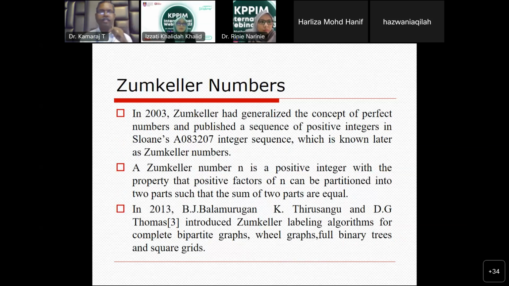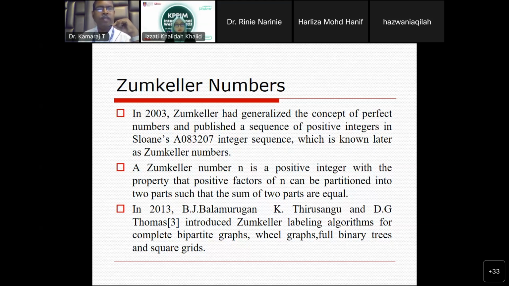Our next concept of special numbers is Zumkeller numbers. Zumkeller, a mathematician, in the year 2003 generalized the concept of perfect numbers and published a sequence of positive integers in Sloane's integer sequence A083207, which later became known as Zumkeller numbers. So what is a Zumkeller number? A positive integer n with the property that the positive factors of n can be partitioned into two parts such that the sums of the two parts are equal.